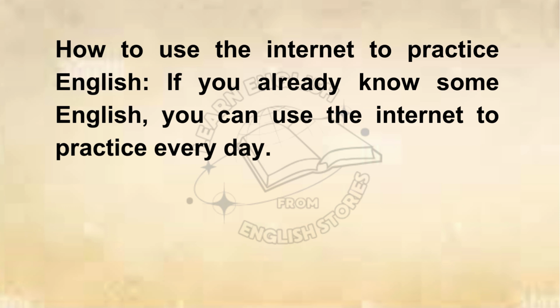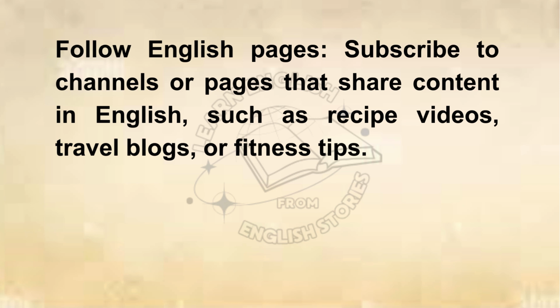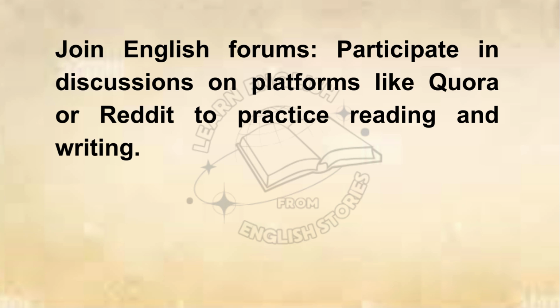How to use the internet to practice English? If you already know some English, you can use the internet to practice every day. Change your settings. Switch the language on your phone, apps, and social media accounts to English. Follow English pages. Subscribe to channels or pages that share content in English, such as recipe videos, travel blogs, or fitness tips. Join English forums. Participate in discussions on platforms like Quora or Reddit to practice reading and writing.